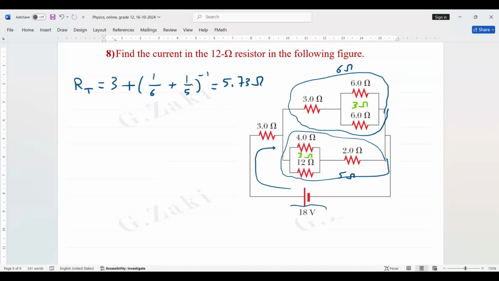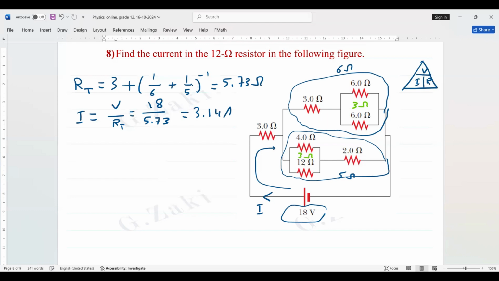We have the voltage and we have the resistance, so we can get the current. Remember, we use Ohm's law. Then the current in the circuit, this is the current from the battery. So I equals V total over R total. The voltage from the battery is 18 volt divided by the total resistance 5.73. Then we write 18 divided by the answer. It's 22 over 7, or in 2 decimal places, it's 3.14 ampere.